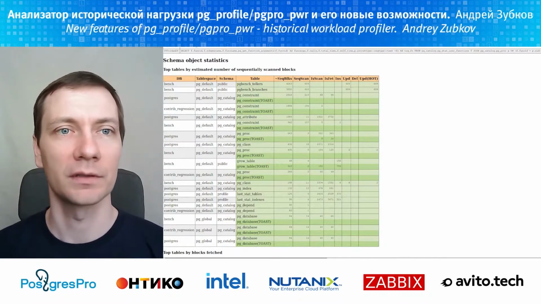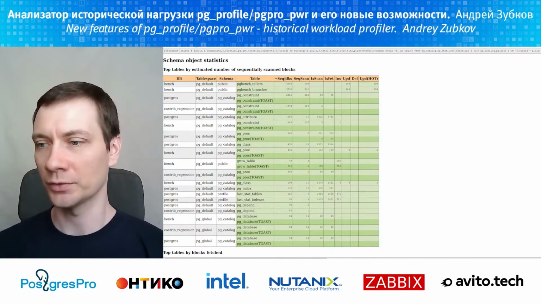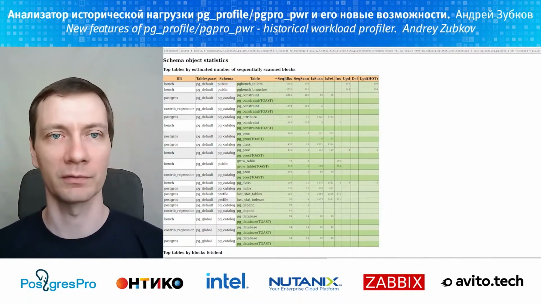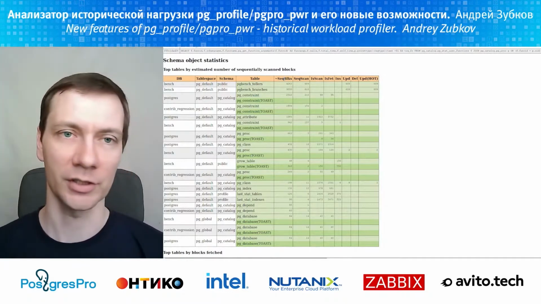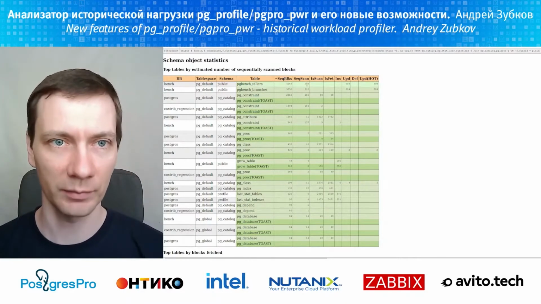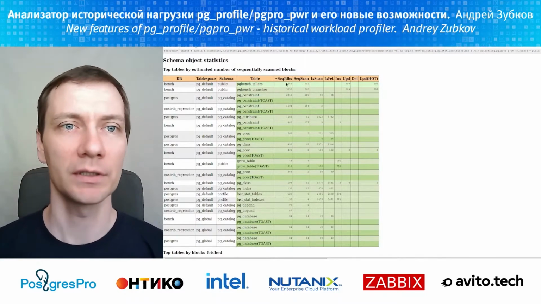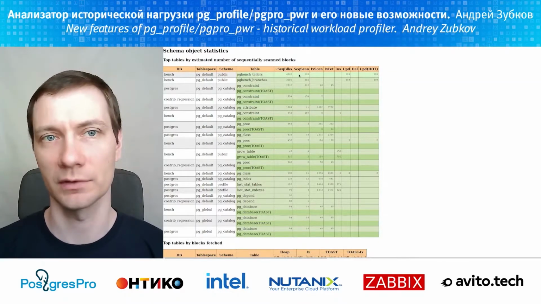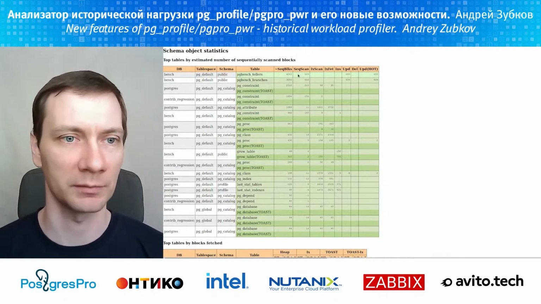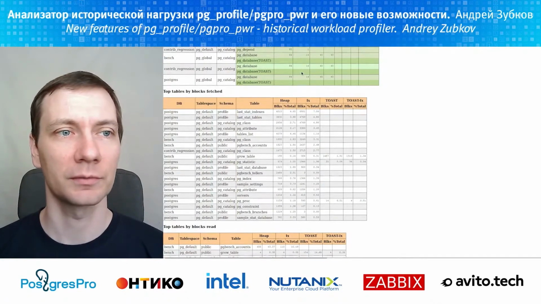Schema object statistics. That's also sorted by different criteria. For instance, number one here is the number of blocks received as a result of sequential scanning. Unfortunately, Postgres does not track these statistics, so you have to do a mathematical calculation here.